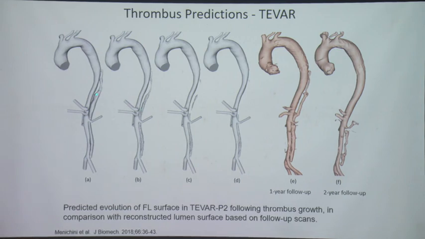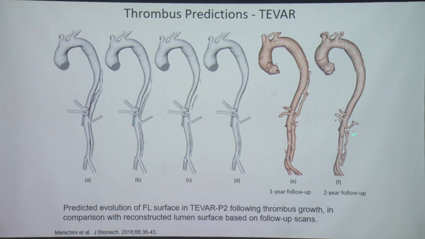And then we found that, so this is the initial false lumen, and then it shows that the thrombus formed in the false lumen and started to reduce, until it disappeared almost completely. And so this is a 1 year follow-up. Now, if you compare the 1 year follow-up, this is actually quite similar to this prediction at this time point.